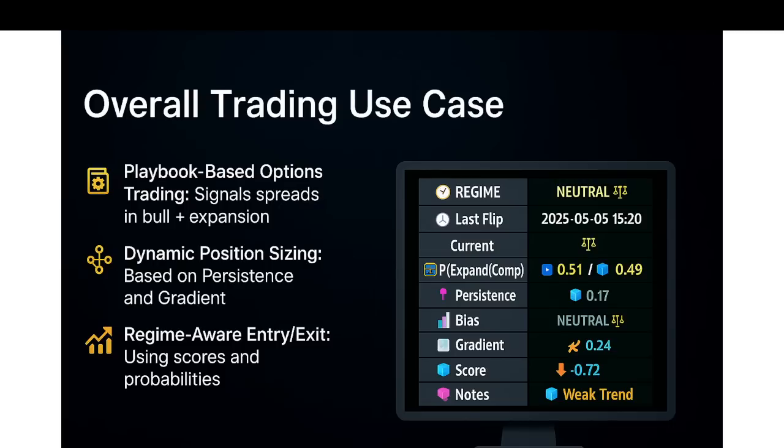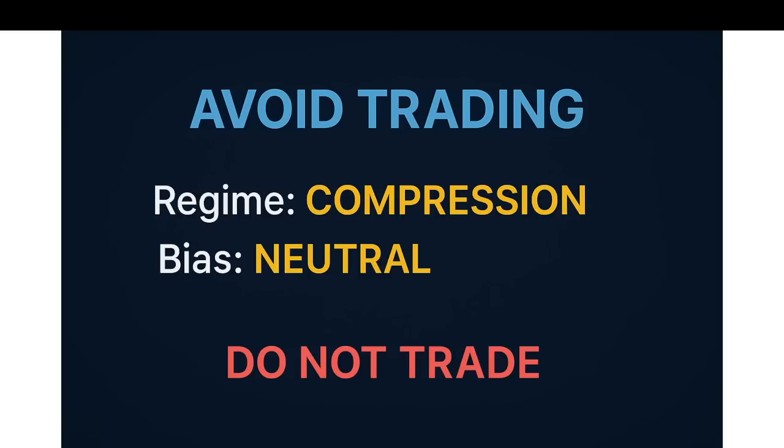That is, if it shows something, you will do a spread. If it shows something, you will sell options. We'll come to that when we get to notes. And lastly, you need to avoid trading when regime is in compression and bias is neutral. Then simply do not day trade.